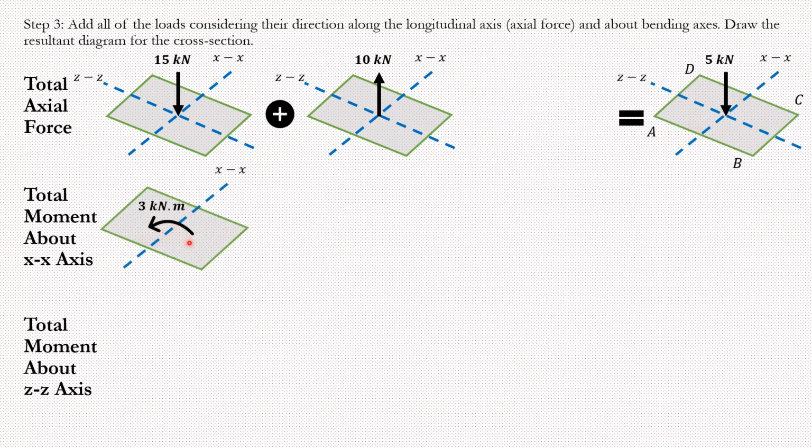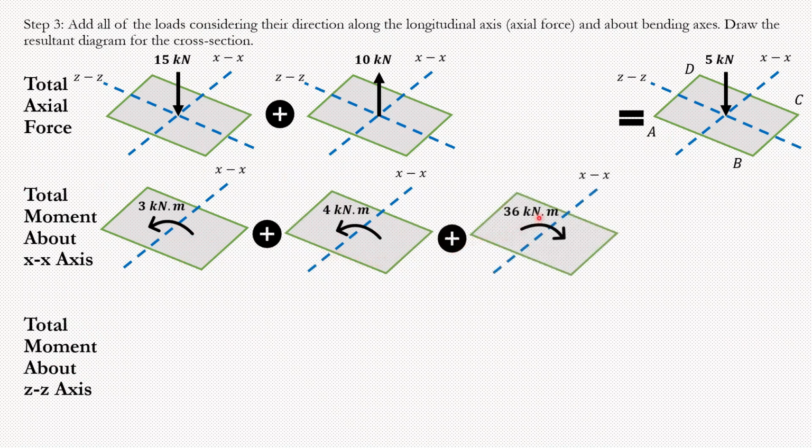Same thing for moment. So about the XX axis, I had 3 kilonewton meters from the first case. I had 4 kilonewton meters from the second case. I had 36 kilonewton meters from the third case, and the fourth case I didn't have anything. So if I add them, I have 3 and 4 in this direction, so 7 in this direction, and 36 in the other direction. So 36 minus 7, that will give you 29, right? 29 kilonewton meters in this direction.